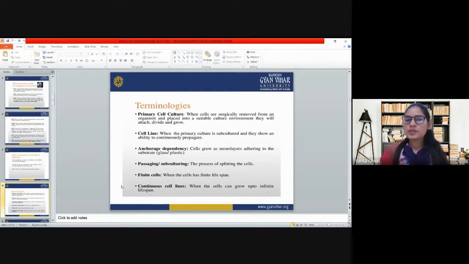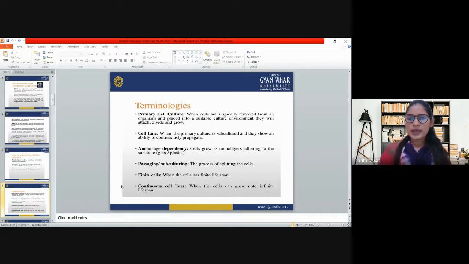Now, talking about some terminologies used in cell culture, the first one is primary cell culture. Primary cell culture is when cells are surgically removed from an organism and placed into a suitable culture environment, where they will attach, divide, and grow. The second term is cell line. A cell line is formed when the primary culture is subcultured and shows an ability to continuously propagate.